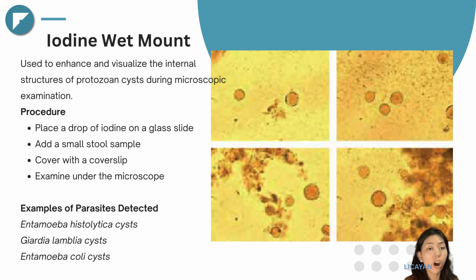Notice in here, in the photo, there is a distinct yellow-brown coloration in these 4 microphotos. While the iodine kills the parasite, it acts as a stain that highlights internal structures like nuclei and organelles. So this is what allows us to accurately identify the specific species of a protozoan cyst. Some examples of the organisms that can be detected, again, are Entamoeba histolytica and Giardia lamblia.